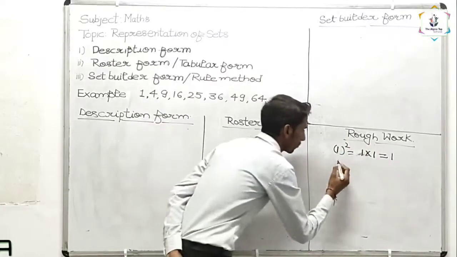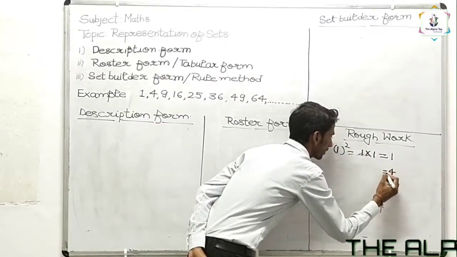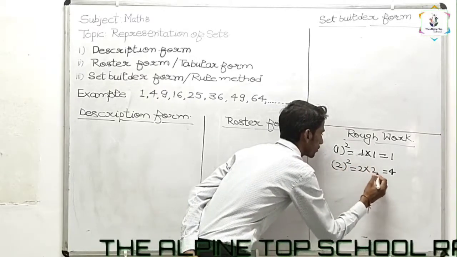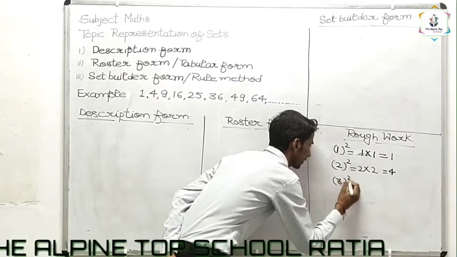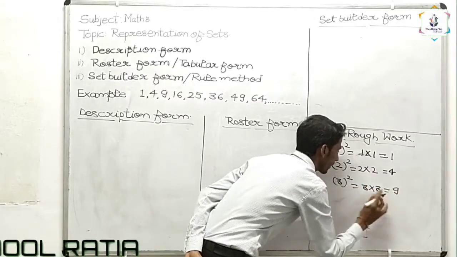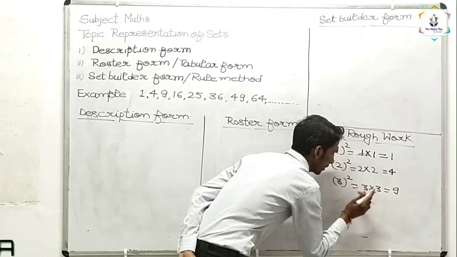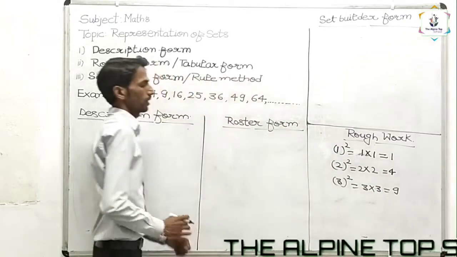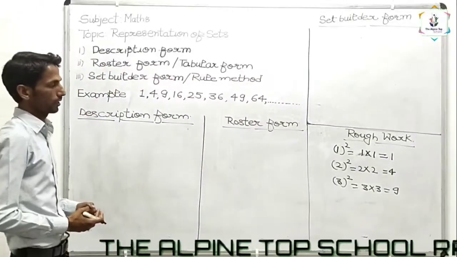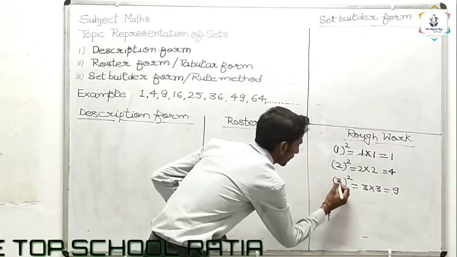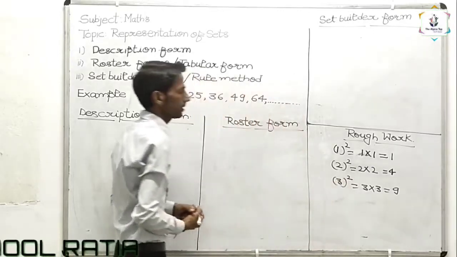The next number is 4. How am I getting 4 here? That is the square of 2, and 2 into 2. The next number is the square of 3, 3 into 3 equal to 9. Whenever you are going to write the description form and other types of forms, you must observe the pattern under which the numbers are already noted in the statement.